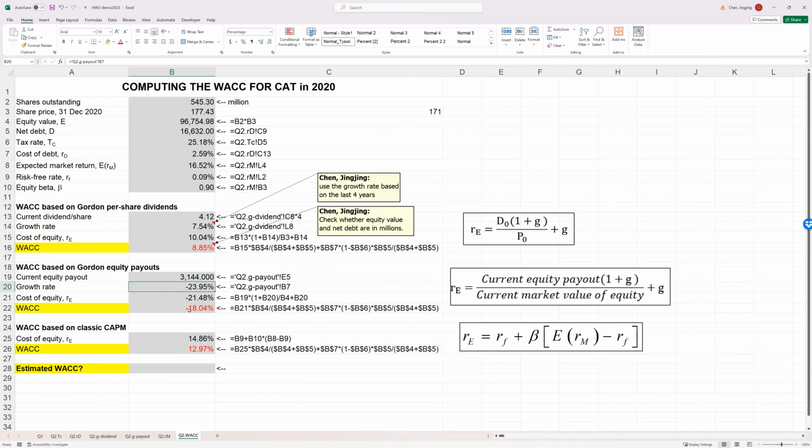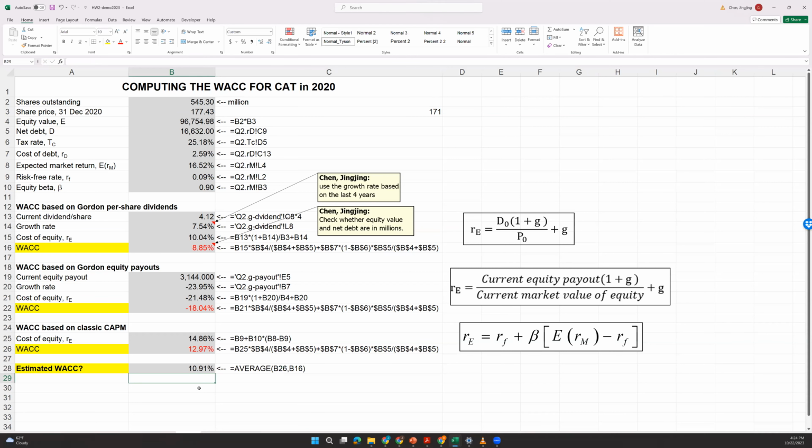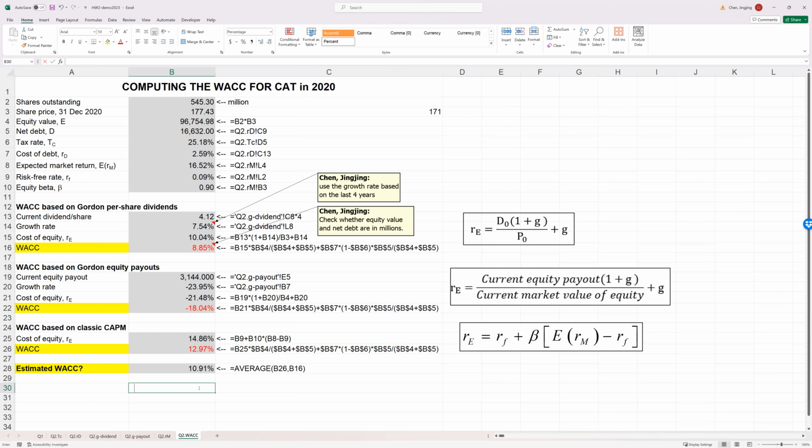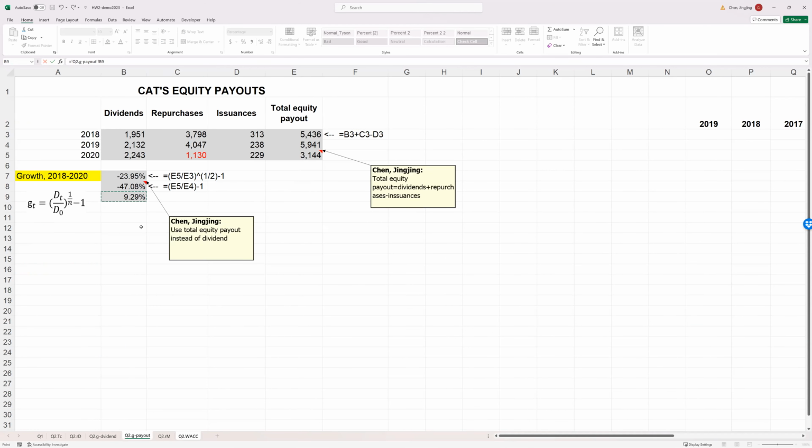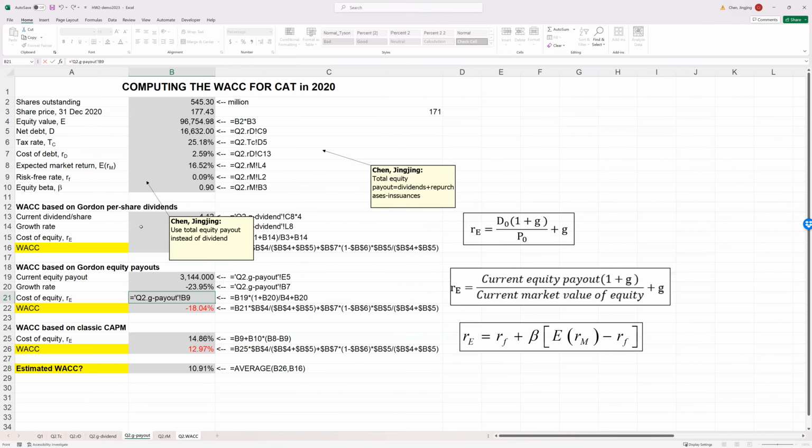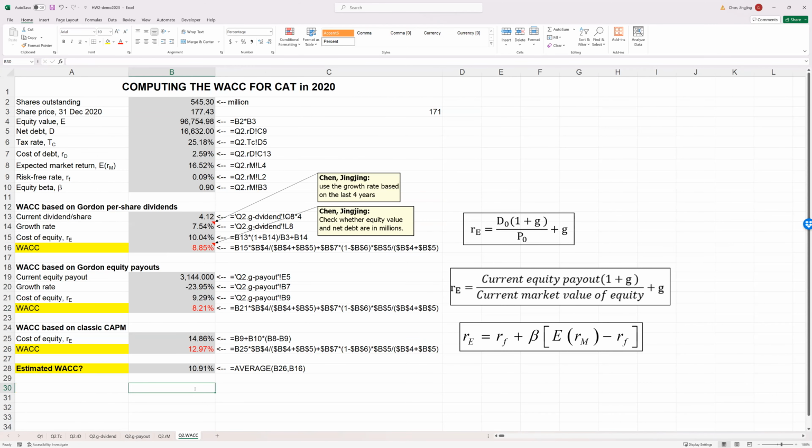In this case, I will recommend two ways to remedy the COVID shock when calculating WACC. I will either exclude this negative rate, just taking the average between the first and the third model. So I get 10.91. Or I'll change this rate to a rate that is more reasonable, 9.29, excluding 2020, and then take the average of the three different estimates.